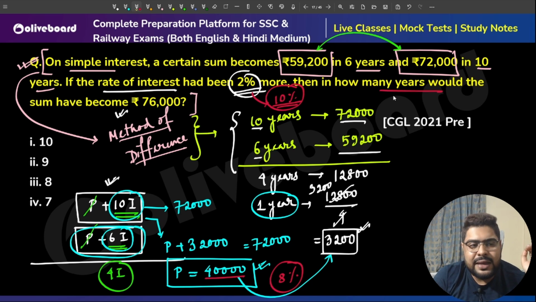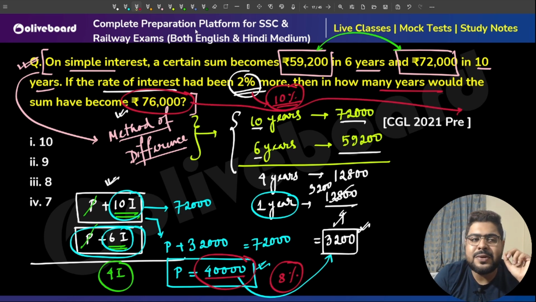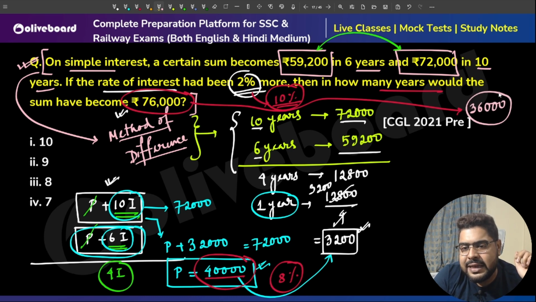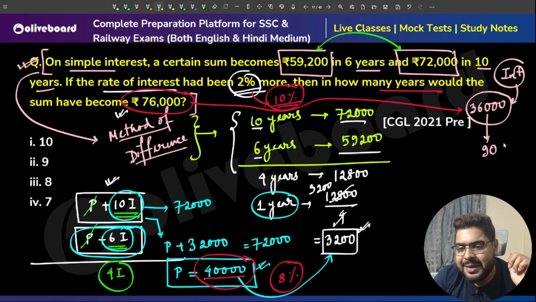In how many years will it become 76,000? 40,000 will become 76,000. That means interest of 36,000. This is your interest. What percentage of my principal is that? 4 9s are 36. I can simply say that is 90%.